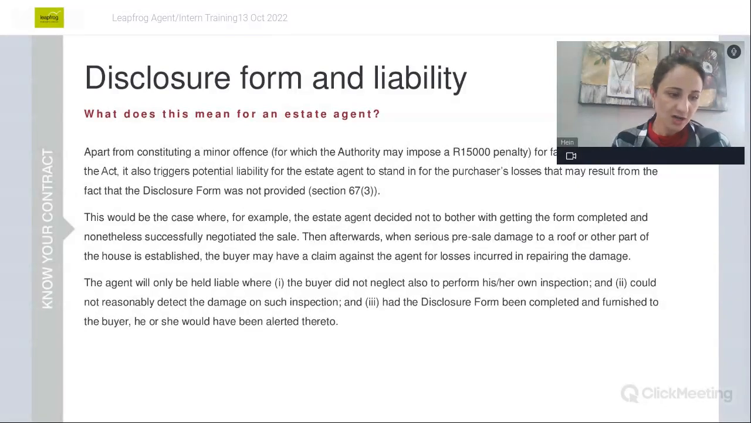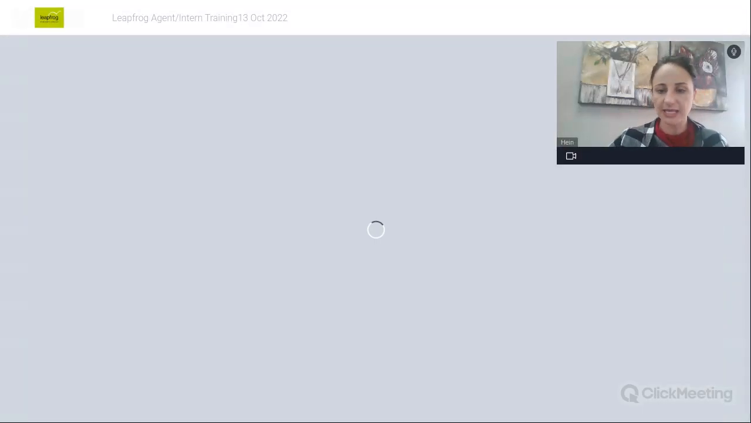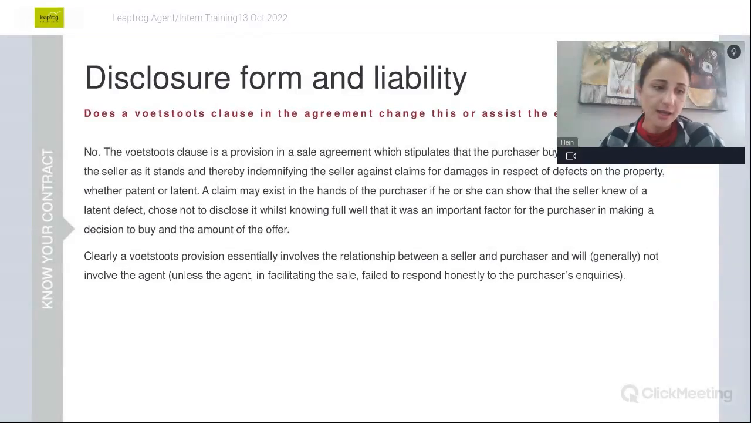There is one caveat, one exception. A buyer will only be in a position to come knocking on your door if the buyer has inspected the property, and if it is a latent defect that, had it been on the form, would have made an impact on his decision. The buyers remain under the obligation to know what they are buying. But guys, we don't want you to get in trouble. Please make sure that your disclosure form is part of your client onboarding package.